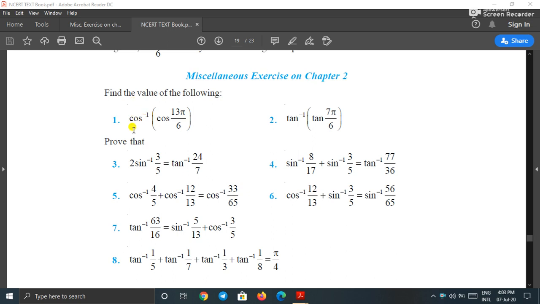We have to find the value of cos inverse cos 13 pi upon 6. Since no value is specified in the question, we have to take the principal value. Now see the 13 pi upon 6. For the inverse cosine function, the principal value branch is 0 to pi. This means we have to give the answer in the range 0 to pi, but 13 pi upon 6 is out of this range. So how can we solve this problem?